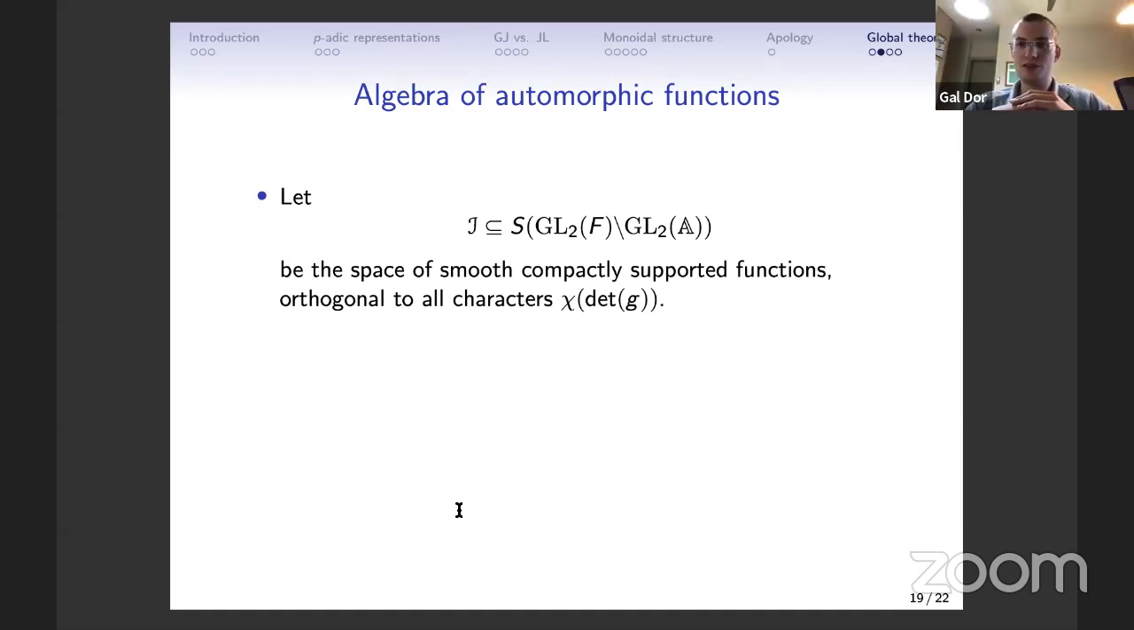So it's beneficial to understand what happens in this case in the global setting. What does this theta function mean? What is the second part of the theta correspondence tell us here? So first of all, let's make a definition.